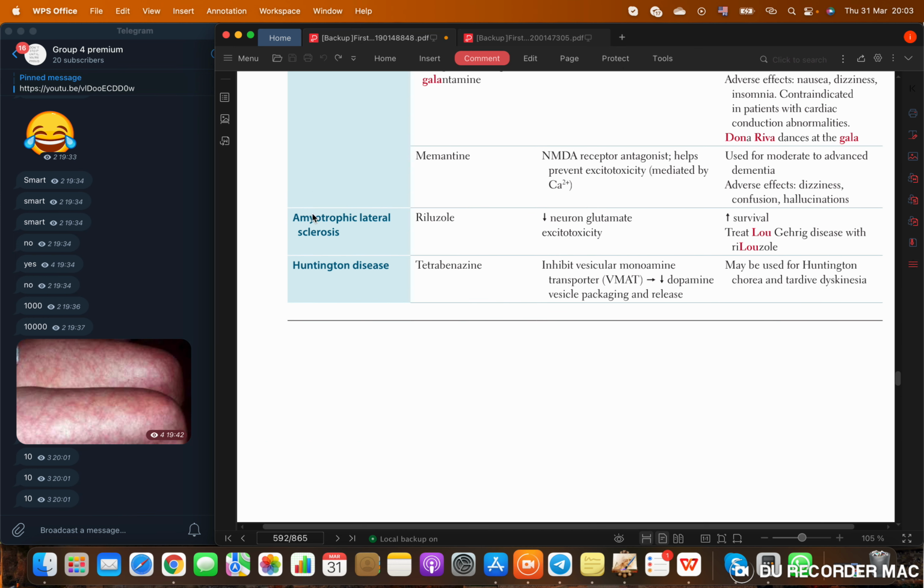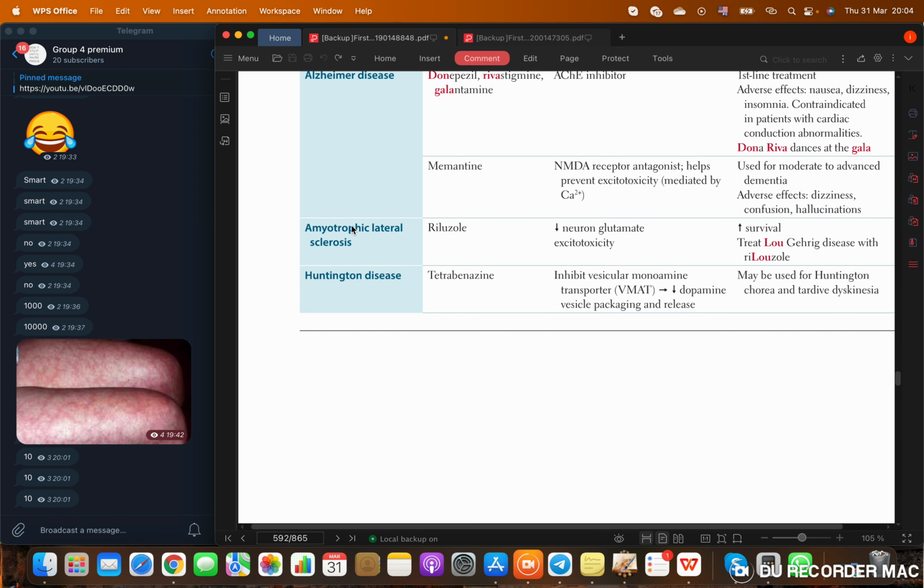So the next thing is amyotrophic lateral sclerosis. We have riluzole. Riluzole is a medication that can be used against it. It will increase the survival. This is the good thing. The bad thing is that ALS is not curable, so eventually the patient will die. It also decreases the excitotoxicity, which is a way that the neurons get hyperactive that they just become functionless, okay? So you stimulate it so much it gets destroyed.